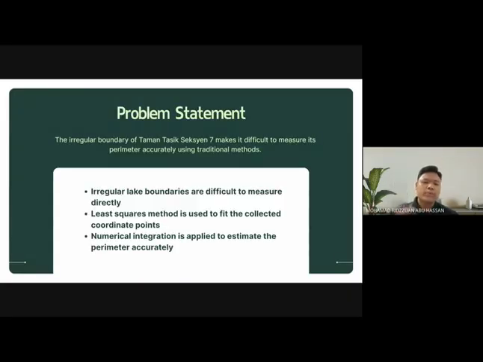Next, our problem statement focuses on the irregular boundary of Taman Tasik Section 7. Because the lake shape is not regular, it's difficult to measure the parameter accurately using traditional methods. Therefore, we use the least square method to fit the collected coordinate points into a mathematical model. After that, numerical integration is applied to estimate the parameter more accurately and efficiently.